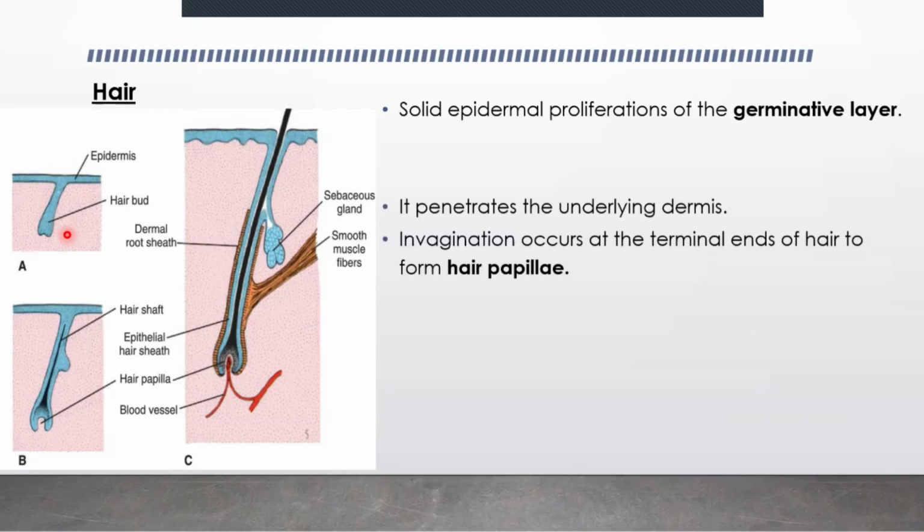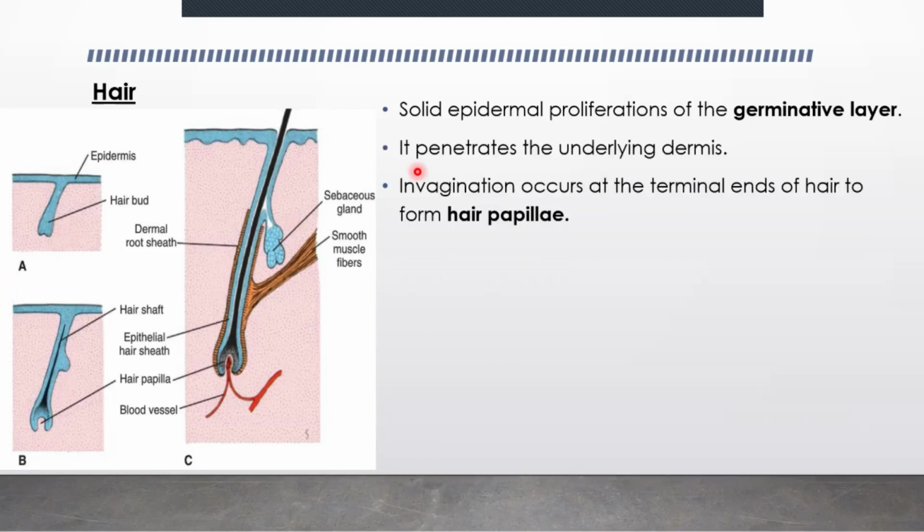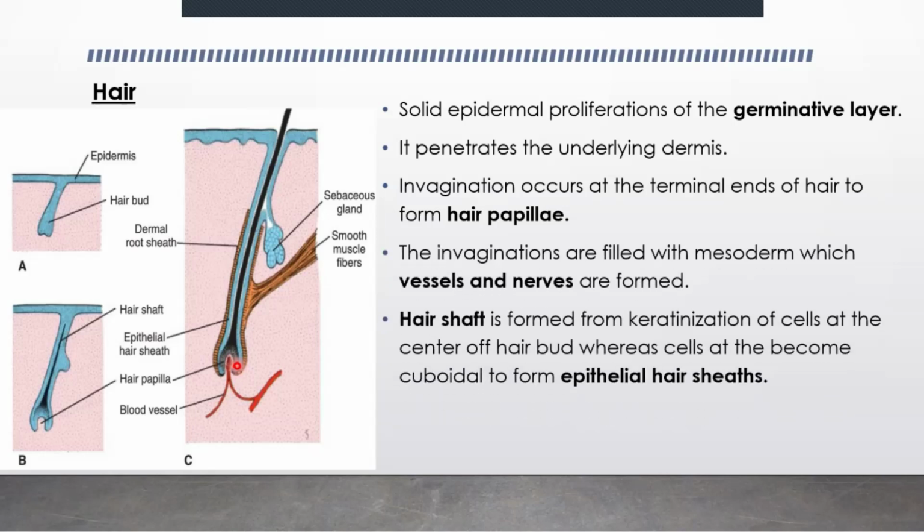An interesting thing happens here. We've seen this solid epidermal proliferation of the germinating hair penetrate the underlying dermis. Then another interesting thing will happen: invagination of the terminal end of the hair to give us the hair papilla. This hair papilla has mesenchyme below it. The mesenchyme will differentiate to form blood vessels and nerves, and even lymphatics at that point.